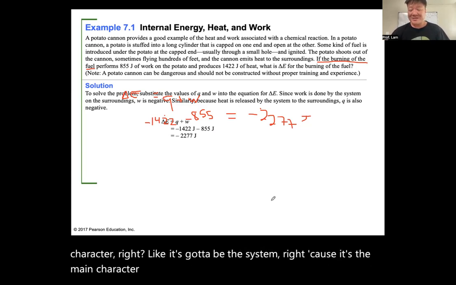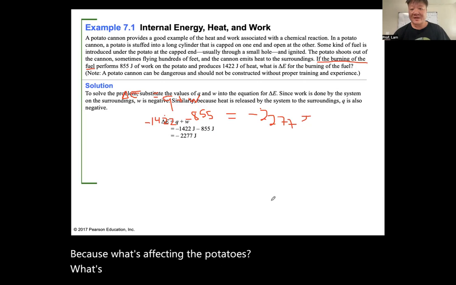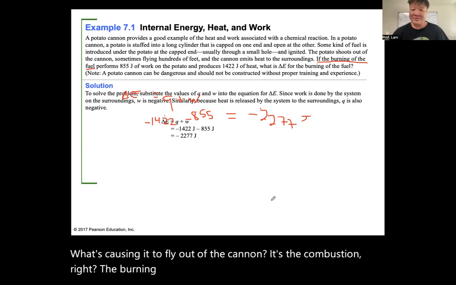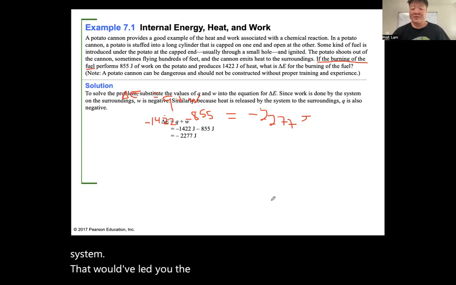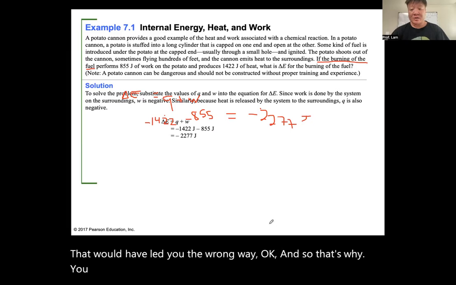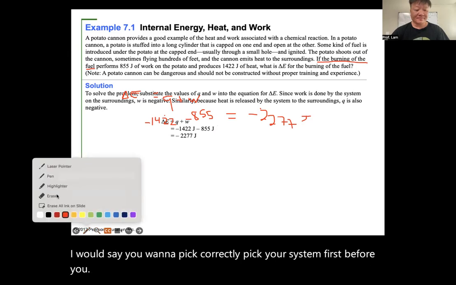No, the potato is actually the surrounding. Because what's affecting the potato? What's causing it to fly out of the cannon? It's the combustion, right? The burning of the fuel. Okay. So if you had picked potato as your system, that would have led you the wrong way. And so that's why I always say you want to correctly pick your system first before you solve a problem.